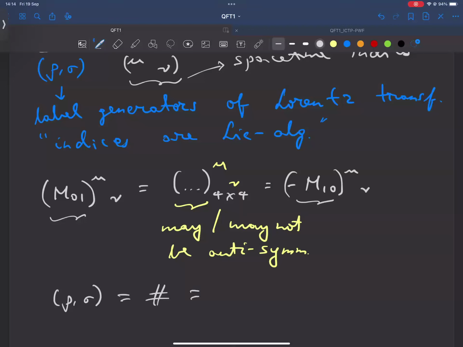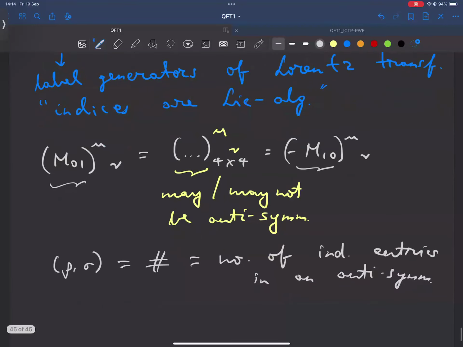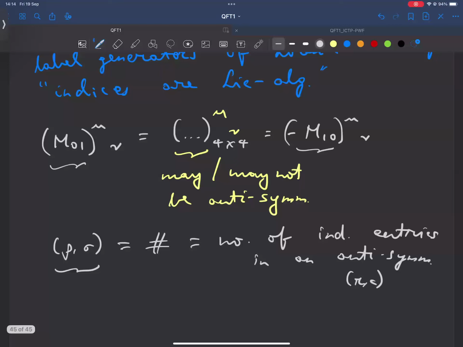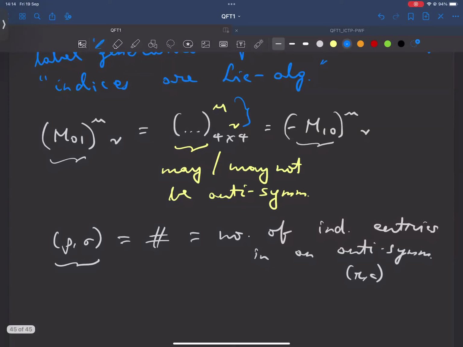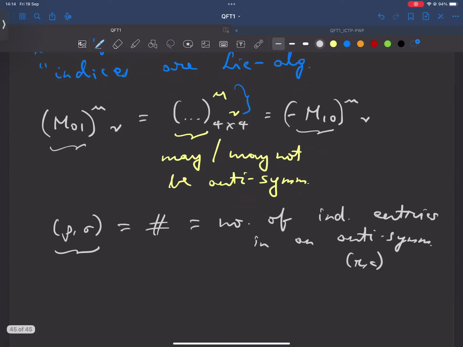So let's say this is the number, and this is also the number of independent entries in an antisymmetric matrix. They match because an antisymmetric matrix also has two indices, row and column, and here also there are two indices which are antisymmetric. So hence the counting matches. But written in this way, there is a priori no relation between this 4 cross 4 matrix and antisymmetric matrices. It's just that the counting matches. However, there is a way you can get an antisymmetric matrix also.